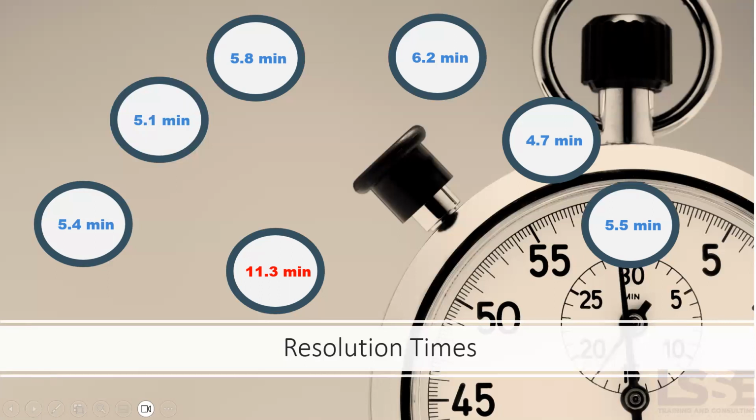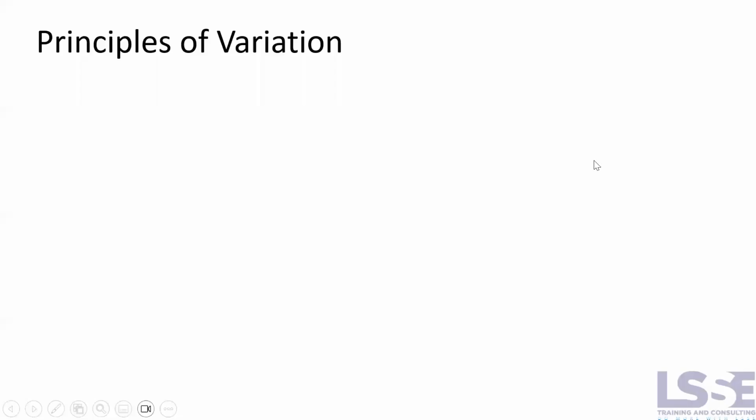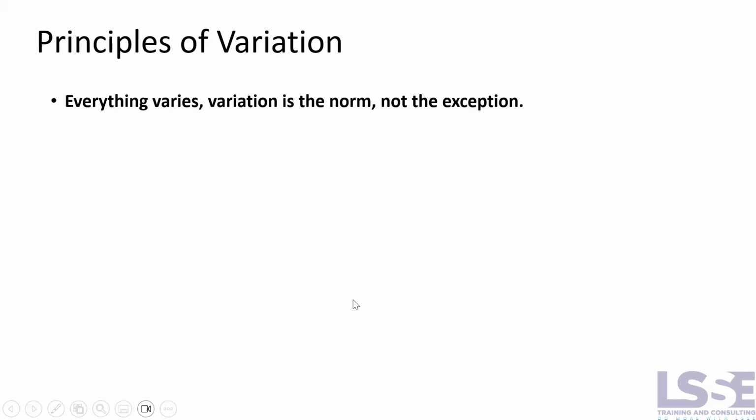So with these examples, we will cover what I call the principles of variation. Okay, variation. In every process, there is variation. Everything varies. Variation is the norm, not the exception. As we've seen through that customer resolution example, the time it takes us to process the transaction varies. Okay.